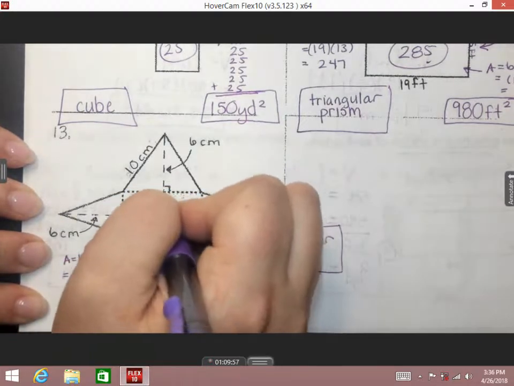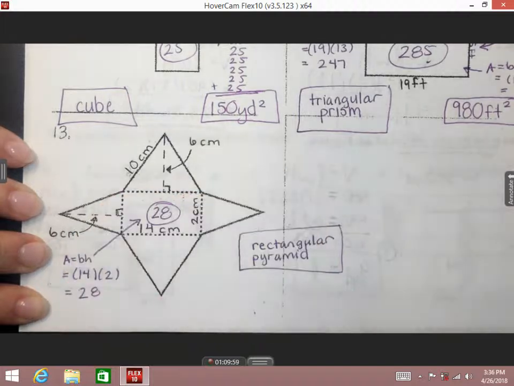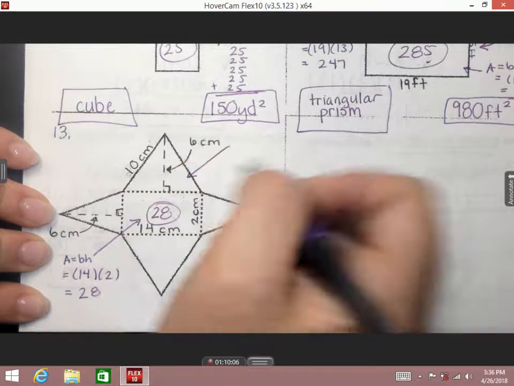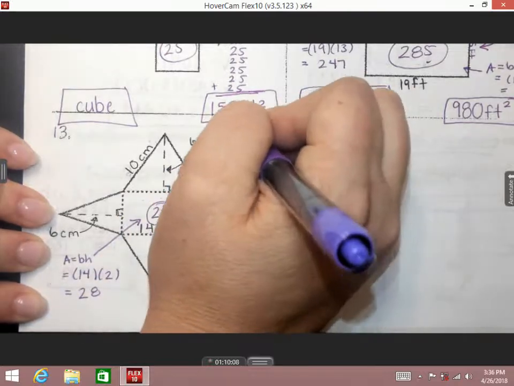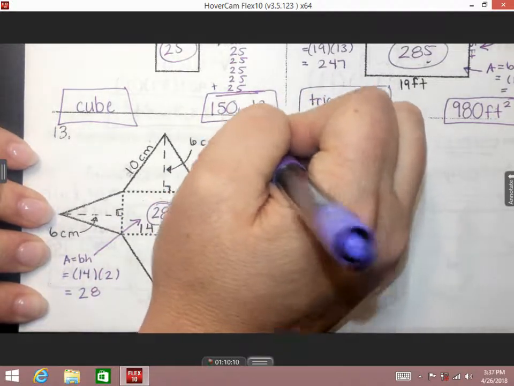So I know inside of here we have 28. All right, so that was pretty straightforward. All right, so let's go ahead and we'll just start with this top triangle. It is a triangle, so its area equals base times height divided by 2.